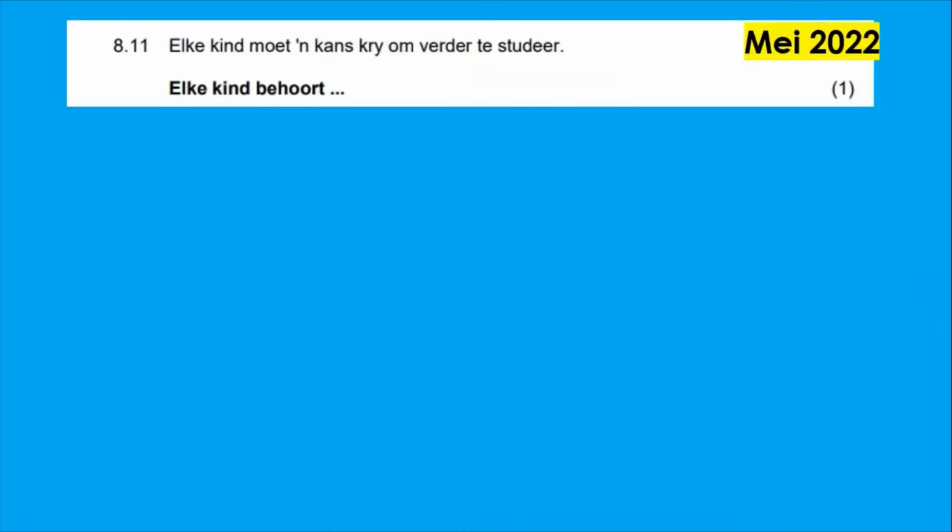Okay, next one. Elke kind moet 'n kans kry om verder te studeer. Okay, but this time we know about moet. It needs to fall away. And where is our verb? There's our verb, kry. And again, om verder te studeer.